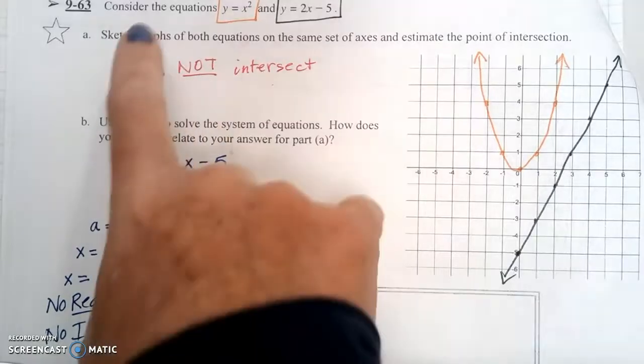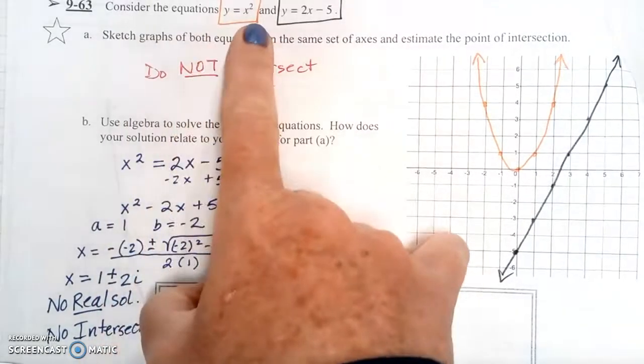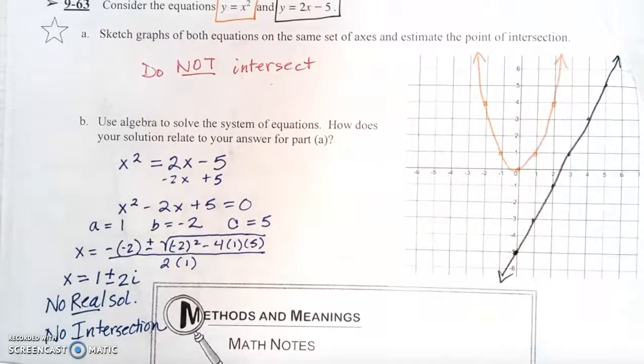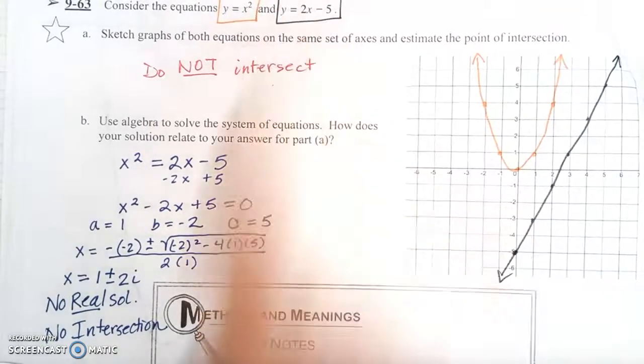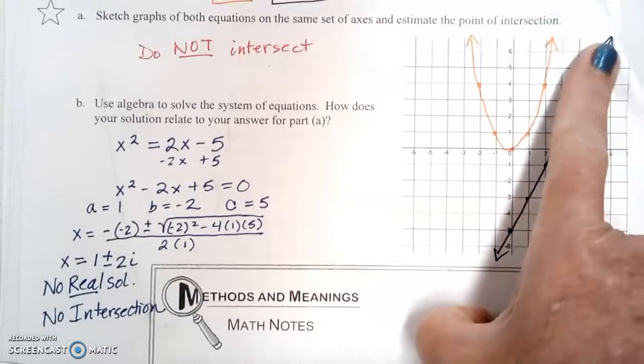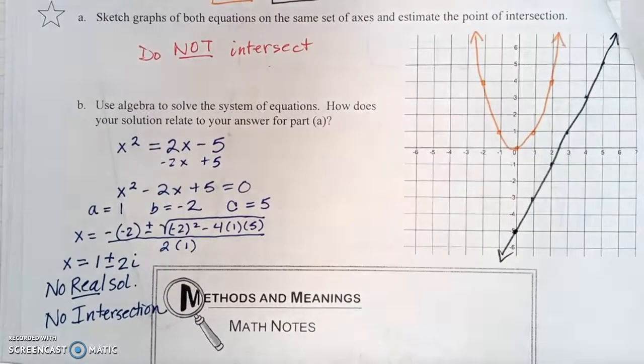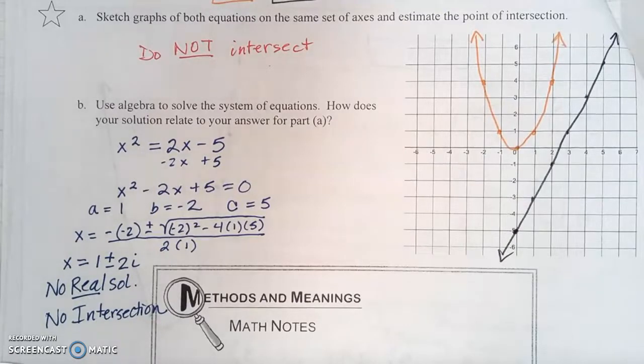So for the first equation, y equals x squared, I graphed it in orange. And the second equation, y equals 2x minus 5, I graphed it in green. It's the little line. They're not touching. Like the one on the other page, they intersected twice. These do not intersect. It says sketch graphs of both equations on the same set of axes and estimate the points of intersection. So instead of writing down where they're intersecting, we just say they do not intersect.